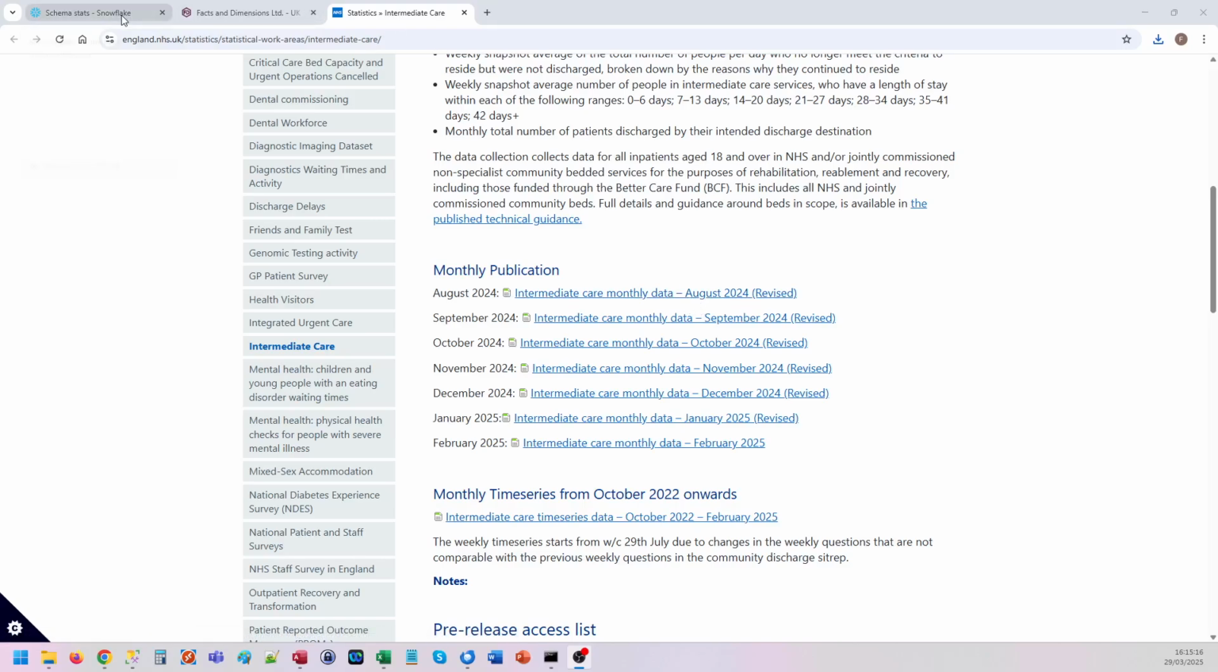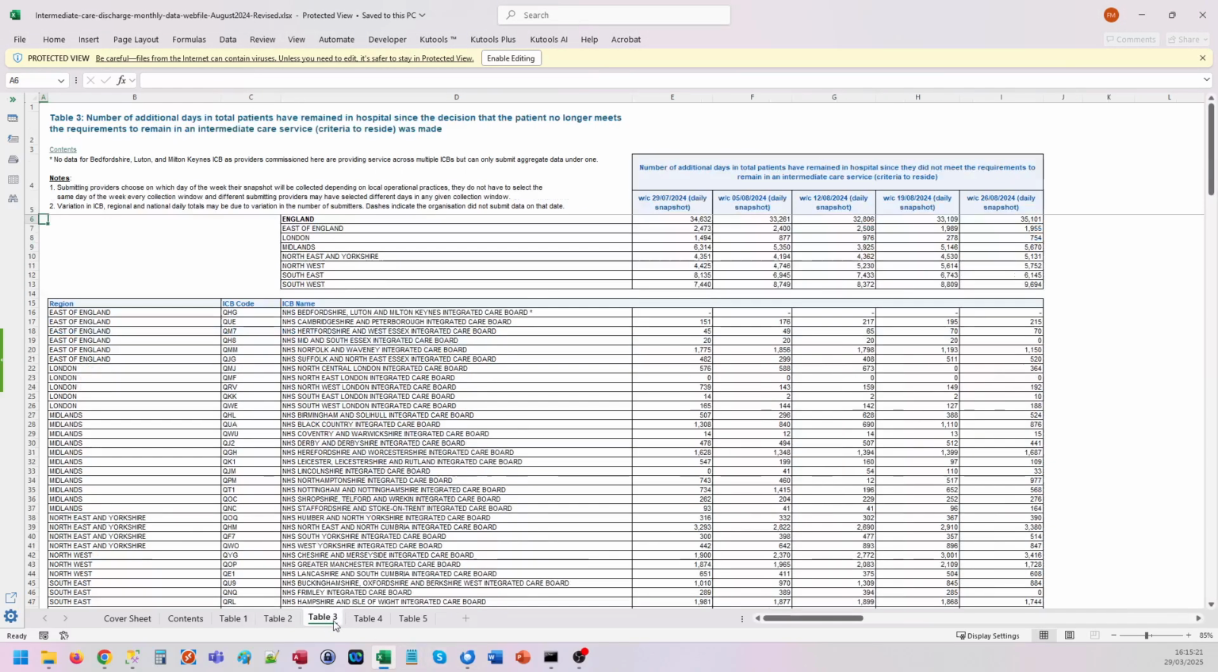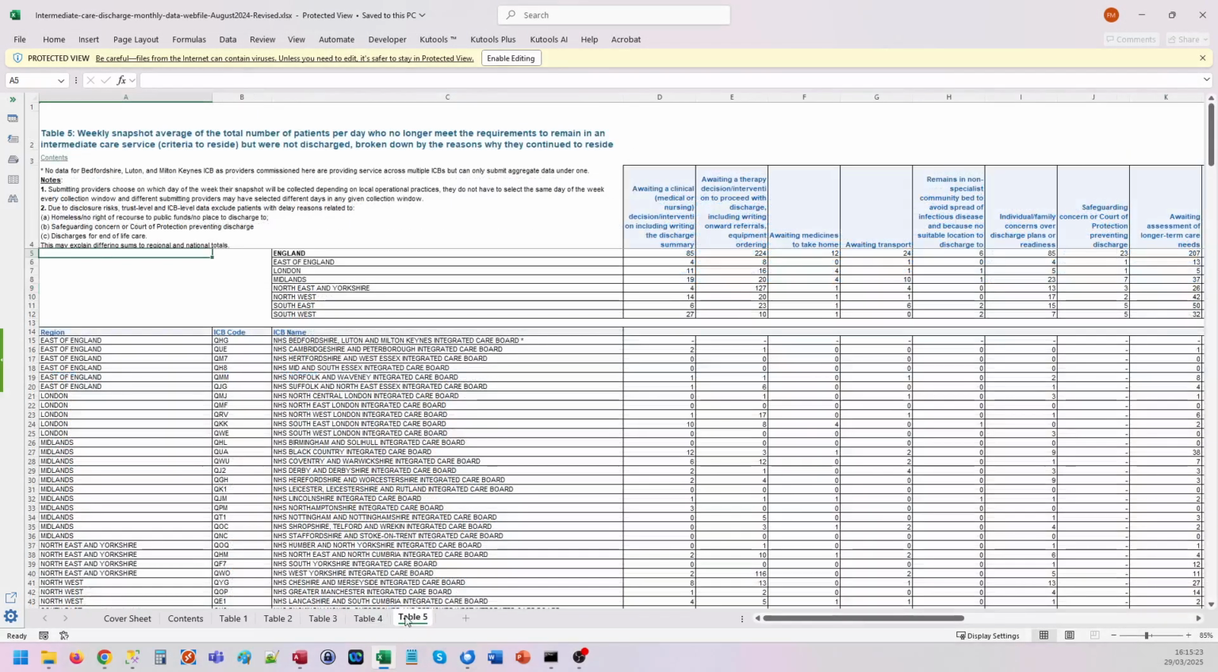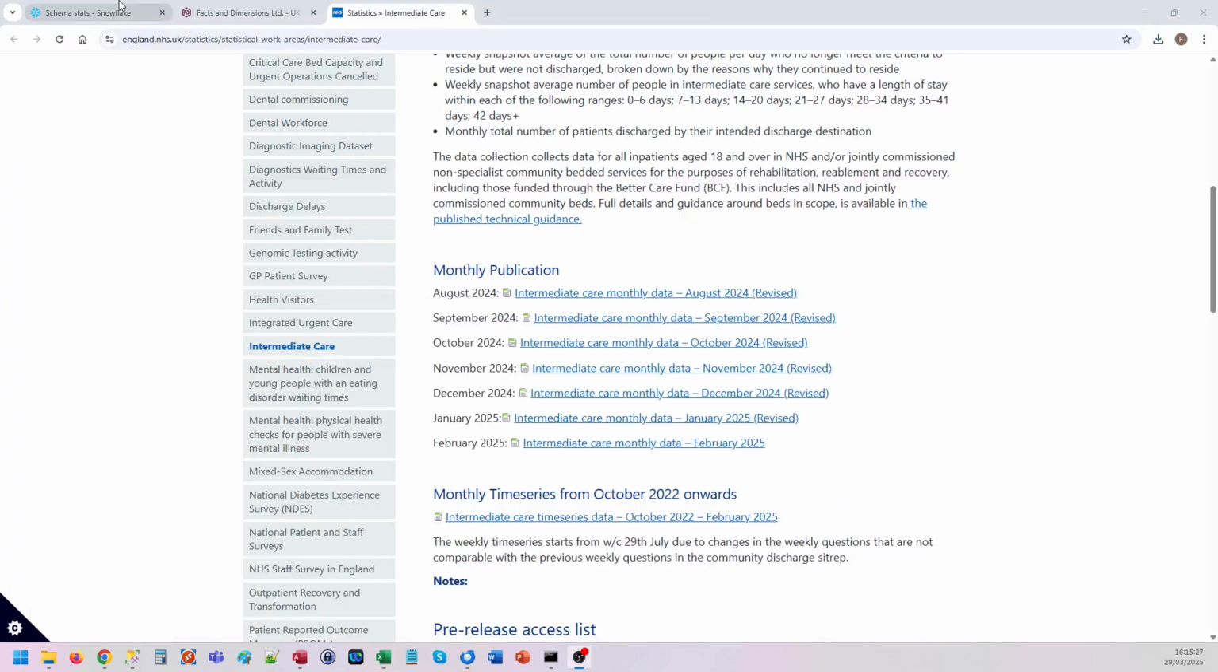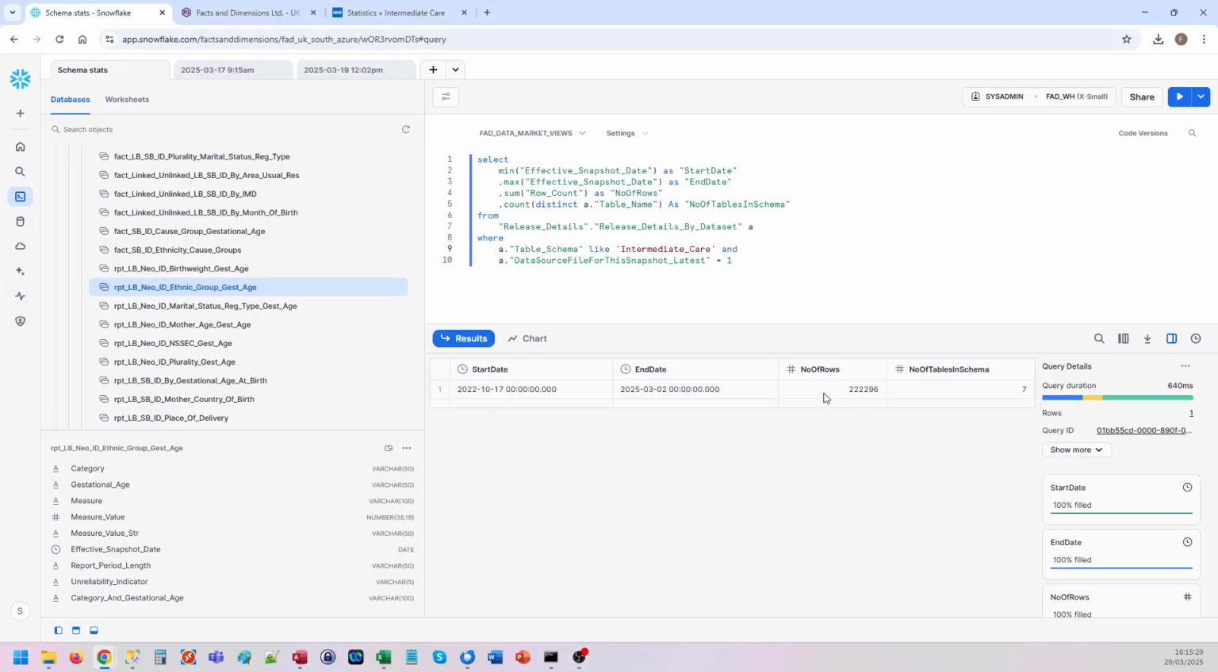Anyway, I just downloaded one of these files so you can have a little look. You can see how the data is laid out. Not too bad, but certainly needs a bit of work to get it into a database. There's 7 tables in total. So far, 222,000 rows and data going back to 2022.